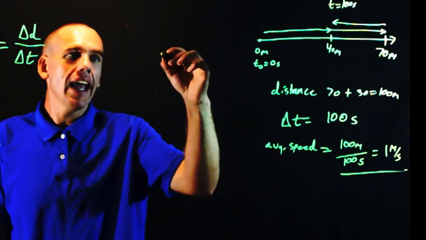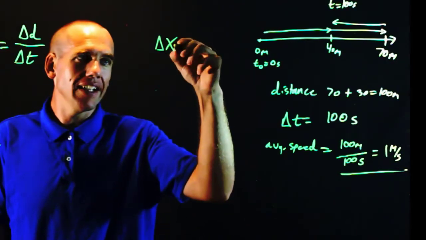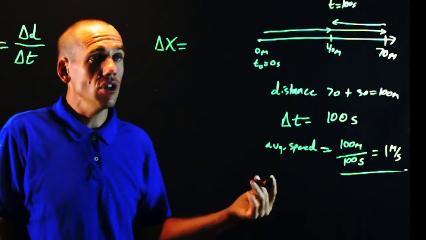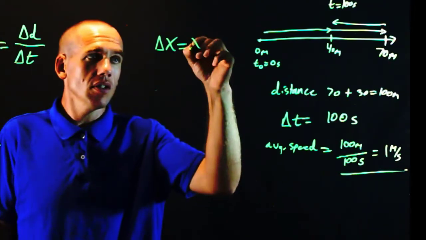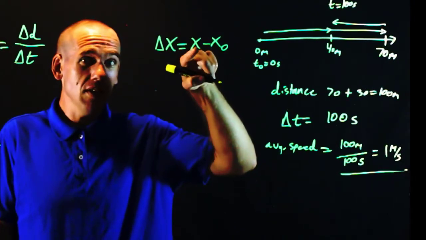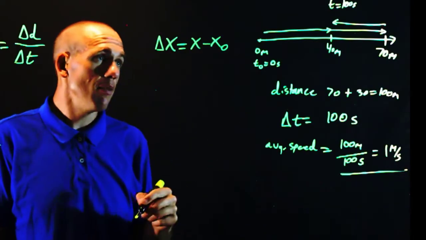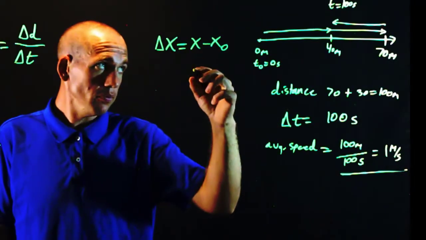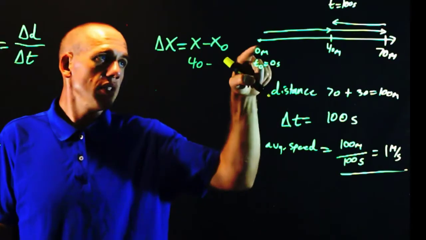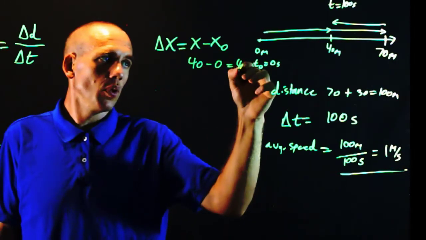However, if I want to get my average velocity, I need my delta x. And remember, delta x is equal to change in position, which is my final position minus my initial position, x minus x naught, where that is my position at the end of the elapsed time minus my position at time 0 at the beginning of the elapsed time. Well, my final position is 40 meters. My initial position is 0 meters. 40 minus 0 equals 40 meters.